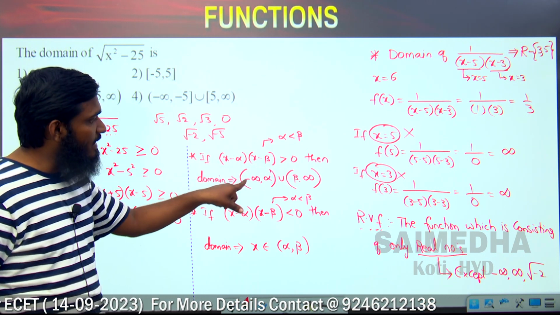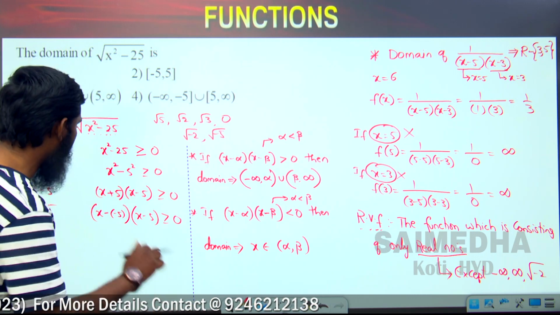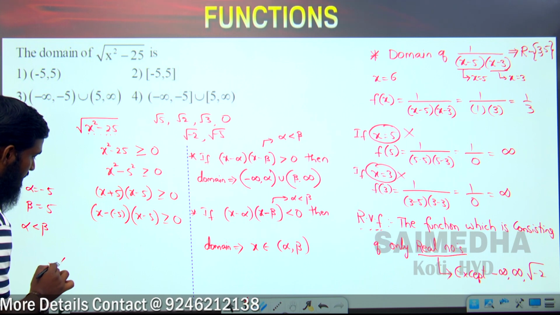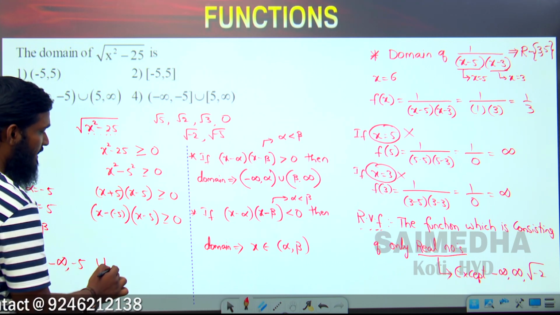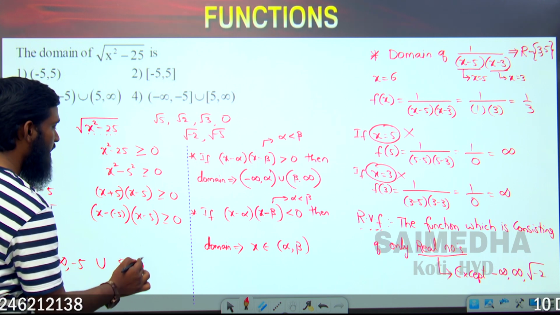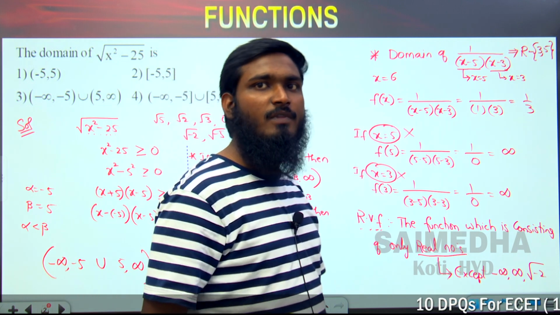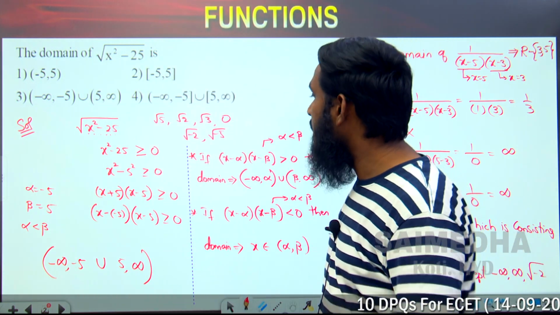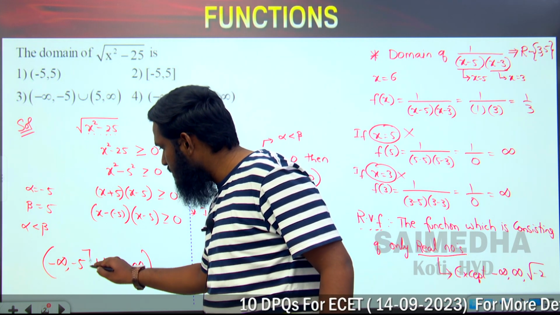Now what we are having? Greater than. For greater than, what we have written? Minus infinity comma alpha union beta comma plus infinity. So let us write the answer over here. Minus infinity comma alpha means minus 5, union beta means 5 comma infinity. Compulsory round brackets we have to use over here. Now what I have said, if we are having equal to, then we have to use a square bracket.